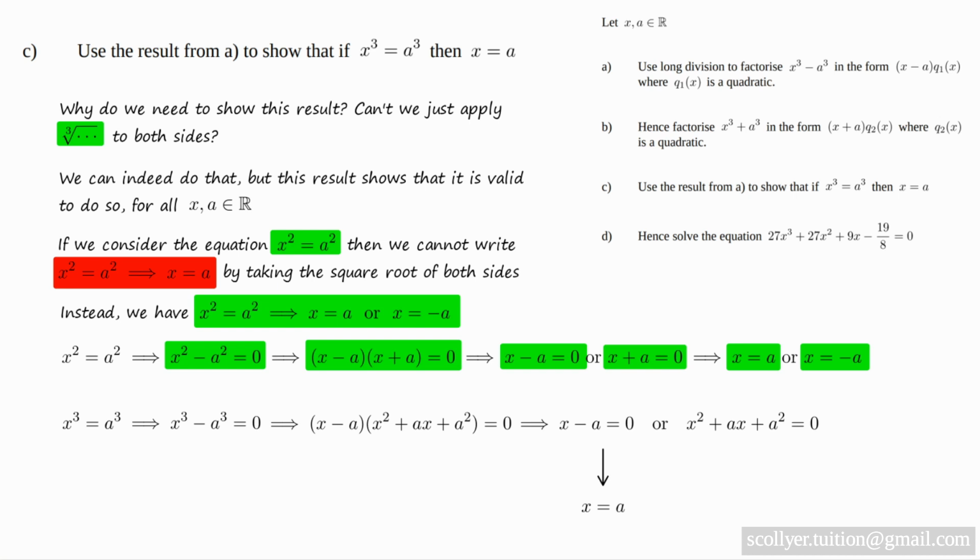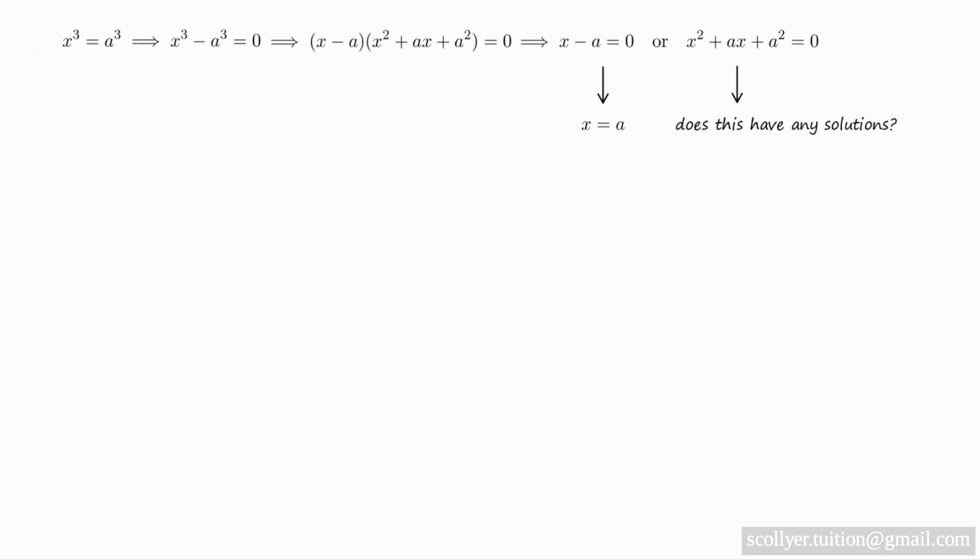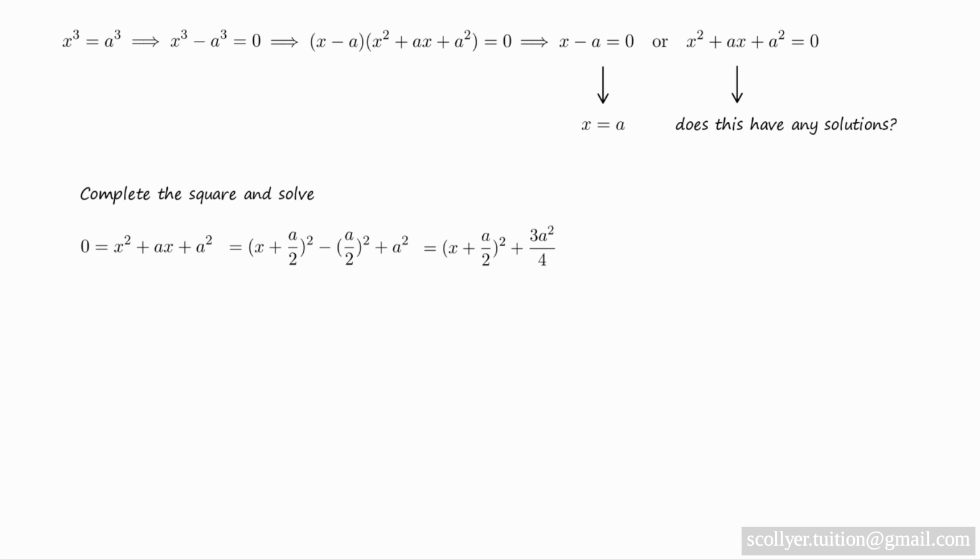And that leaves the question, does the equation x squared plus ax plus a squared equals 0 have any additional solutions? And we can answer that question by completing the square in the quadratic and solving the resulting equation. So we start with 0 equals x squared plus ax plus a squared, and we complete the square to find that (x plus a over 2) all squared plus 3a squared over 4 equals 0.